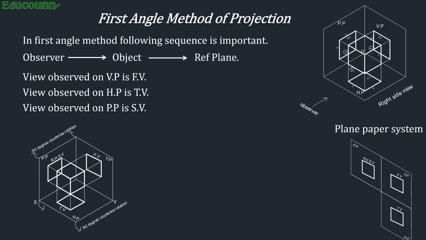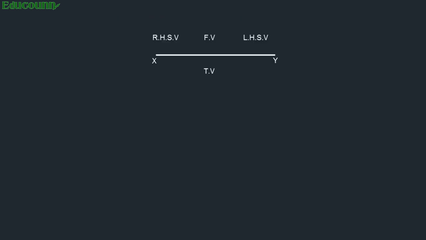Let us move to the next slide, and we can see the positions of the respective views with respect to that reference line, that is called the XY line. So this figure shows the XY line, which is a reference line, and you have the following conclusions after that plane paper system is formed. What are the conclusions? Front view is always seen above the XY line. Then top view is seen always below the XY line, and it is always below the front view.